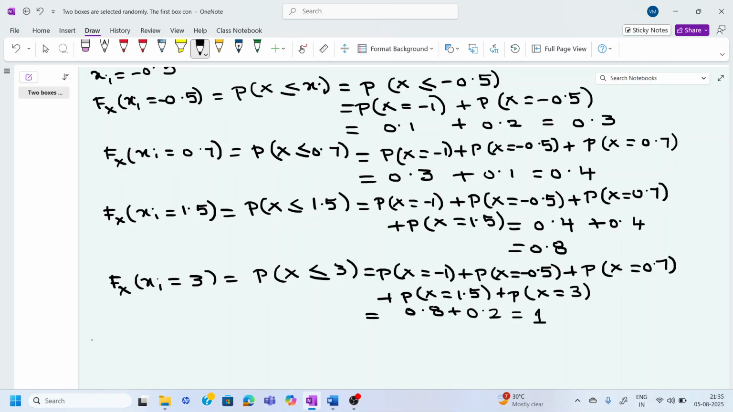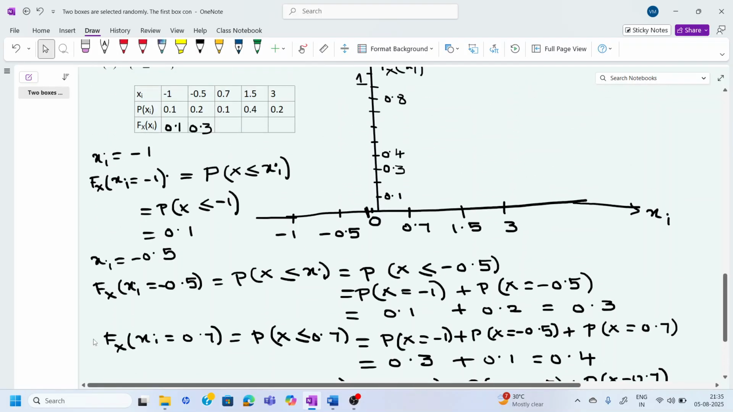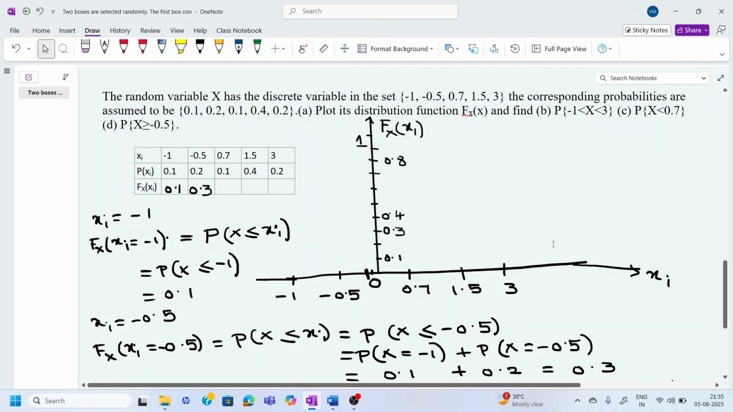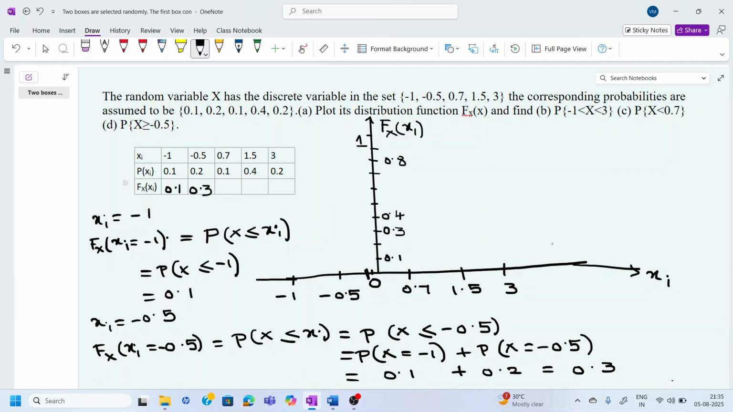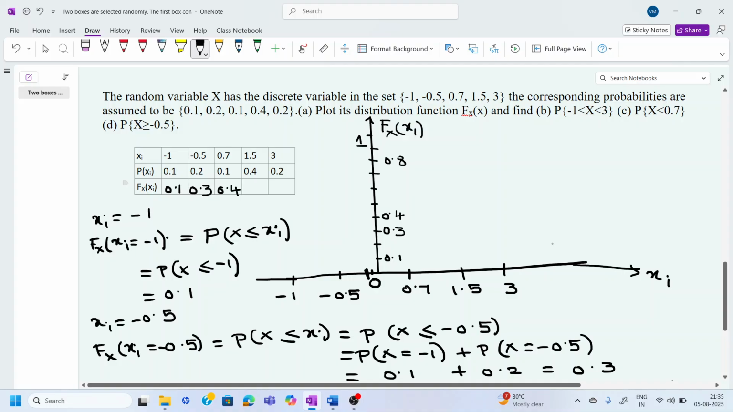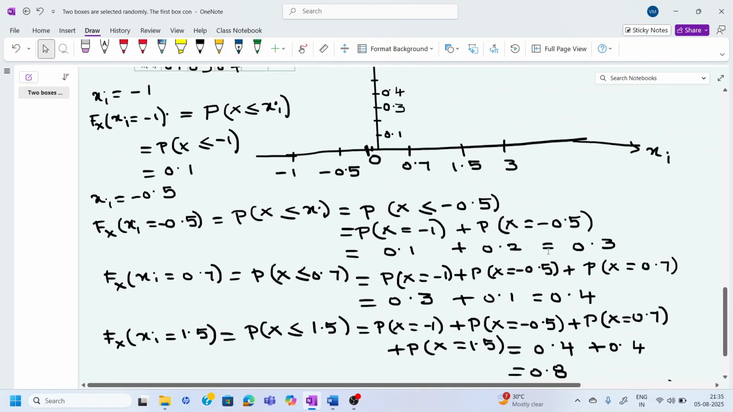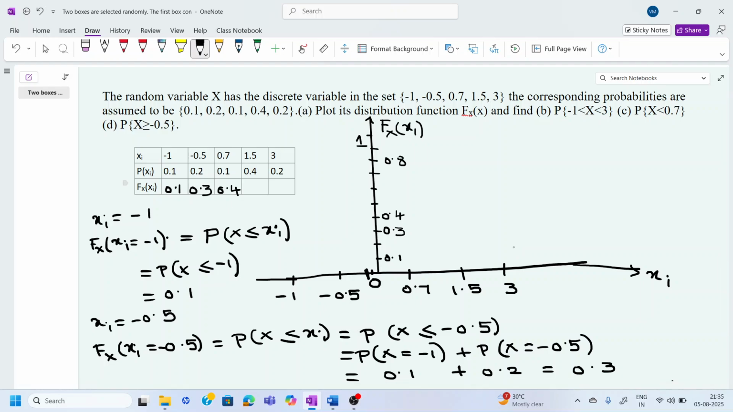Now substitute these values in the above table. Fx at xi equal to 0.7 is 0.4, the distribution function at xi equal to 1.5 is 0.8, and Fx at xi equal to 3 is 1. So now we got the values.